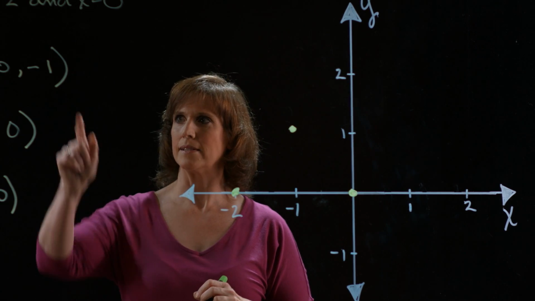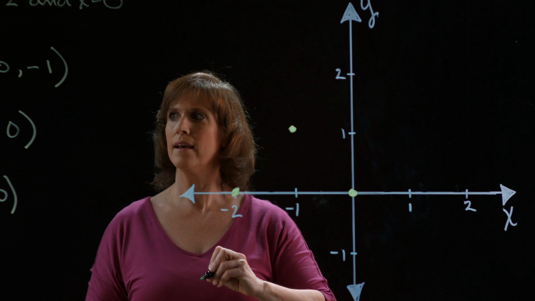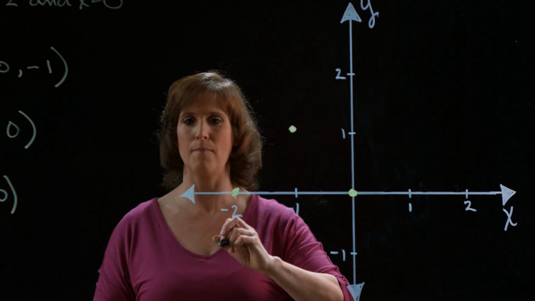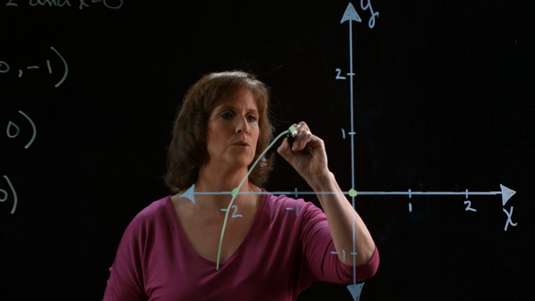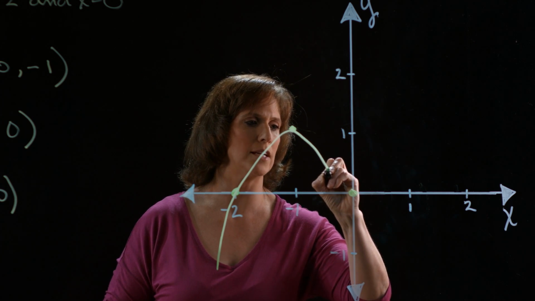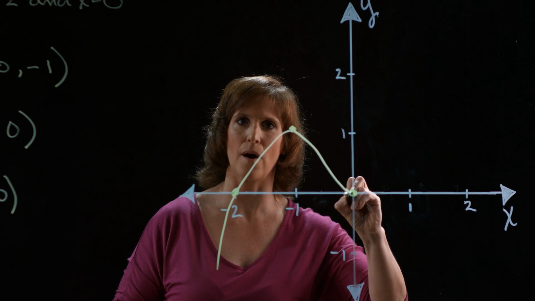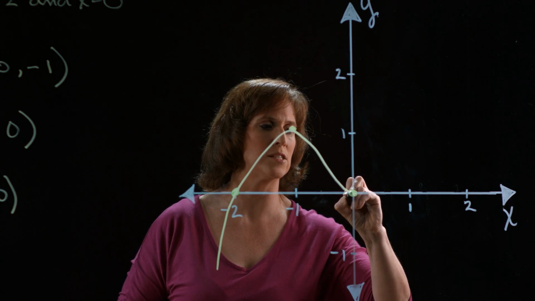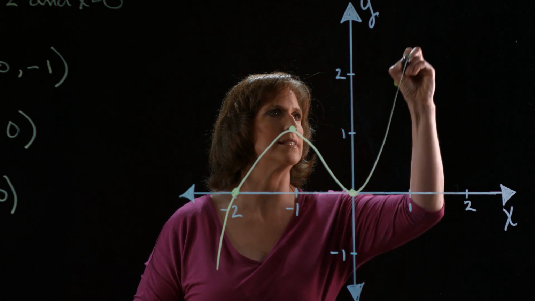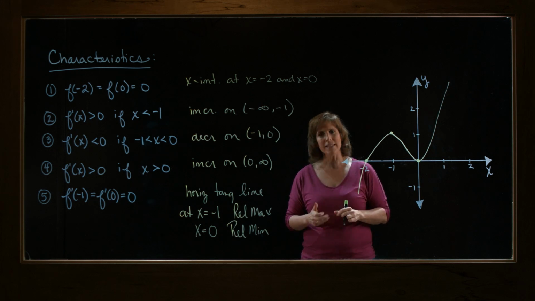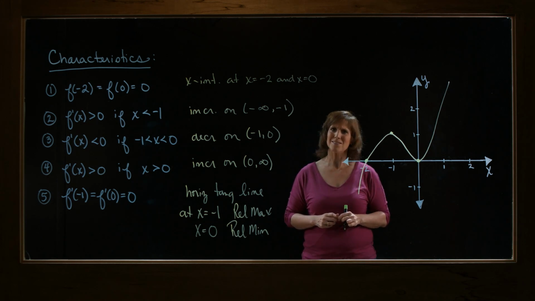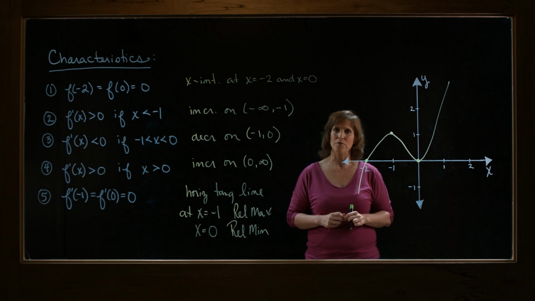Let's see what happens. I need to be increasing until I hit this relative maximum. So I'll be increasing, and then I'm going to have a nice smooth turn, and then I'll start decreasing until I hit 0, and then again with a nice smooth turn, I begin increasing again. So that's one possibility. But like some of the other problems we've been working on, that's not the only way that I could graph the function.